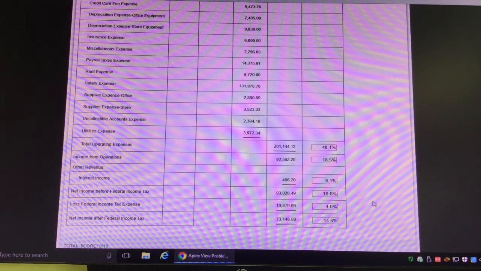So when they ask us from our total sales, how much income did we make? We made 14.6%, which is just under 15. A lot of steps in chapter 16, especially in this lesson, but just be careful and take your time.